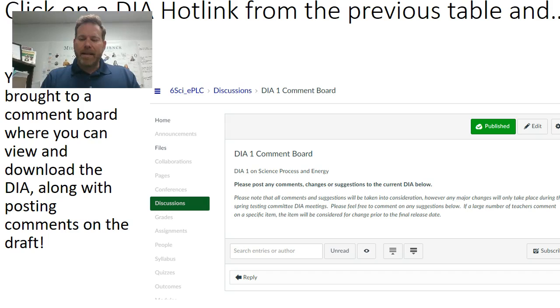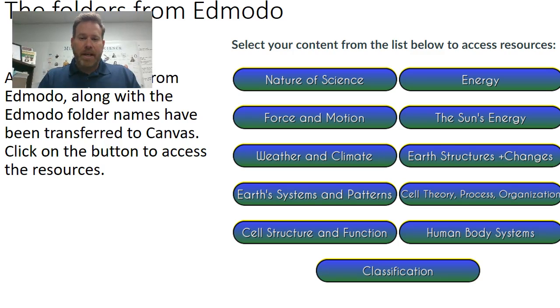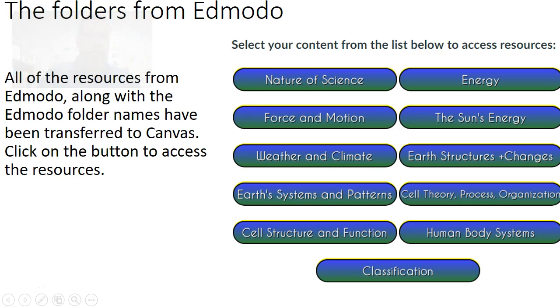And that being said, also, I'm going to mesh, never mind. We'll talk about that in another session. The folders from Edmodo, you saw those already. We just transferred what was in Edmodo and we put them in there. Sorry that my face is still covering that.